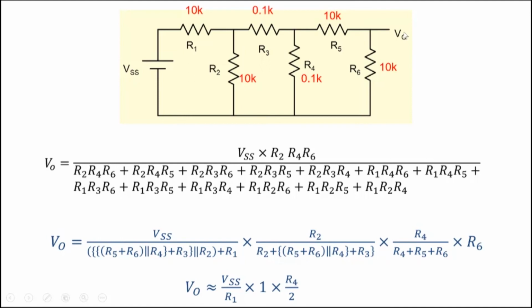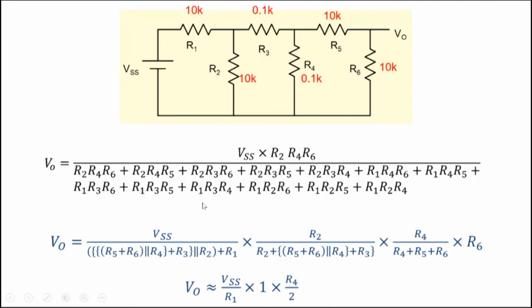Not only that, my output voltage is not sensitive to R3. Instead of 0.1K, 100 ohms, what if it becomes 150 ohms? It's not going to do much to my circuit here. Again, it's not sensitive to R2. This could be 20K and the voltage will still be the same.